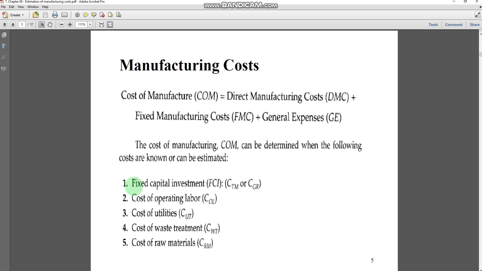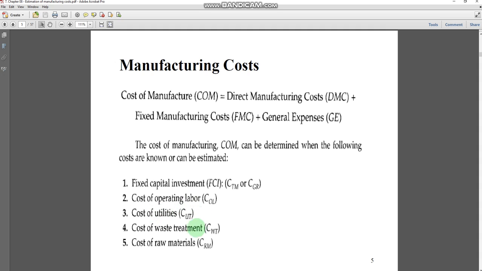So what is the first variable? Fixed capital investment. It can be represented as FCI, and the value for FCI is equal to the CTM, which is the total module cost of the equipments or grassroots cost of the equipments. Then we should have the value for the cost of operating labor. So we have to see how many personnel we need to have in any of the plant to look after that plant.